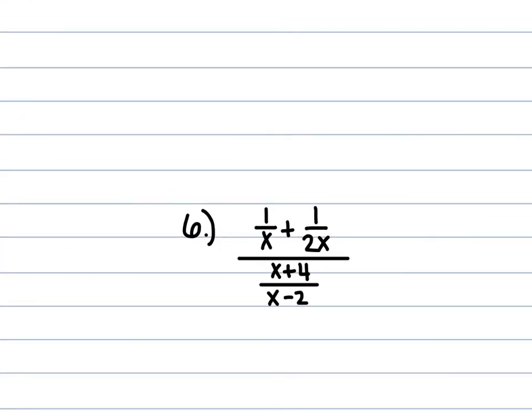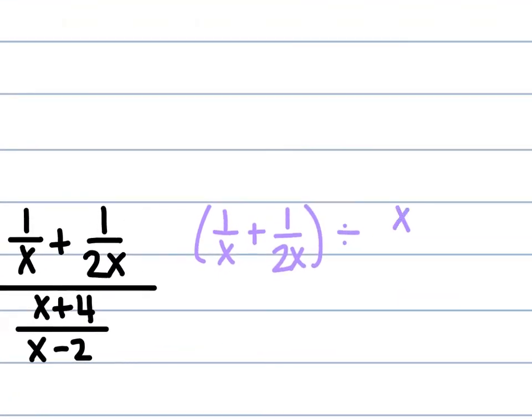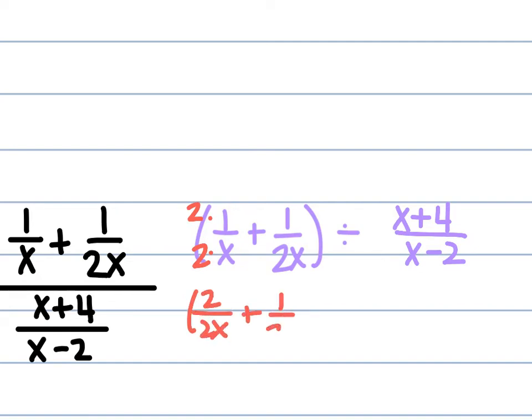For our next one, we have 1 over x plus 1 over 2x divided by x plus 4 over x minus 2. So your first set of fractions, your least common denominator is 2x. We're going to multiply the top and bottom of that first fraction by 2 to give us 2 over 2x plus 1 over 2x divided by x plus 4 over x minus 2.